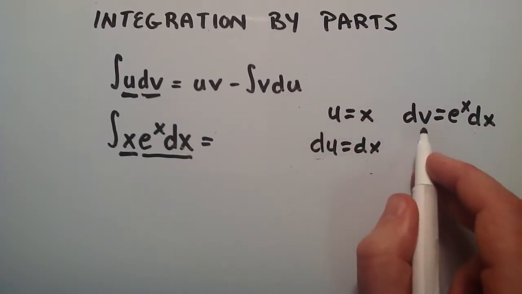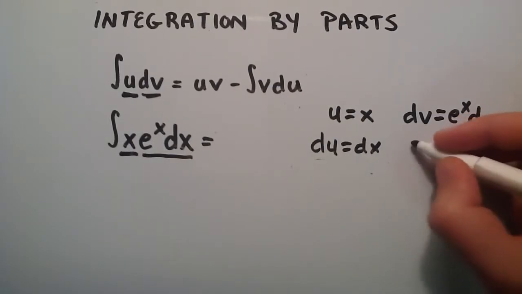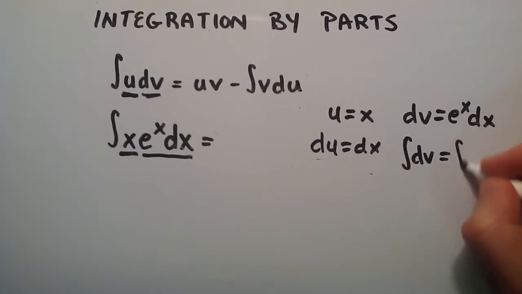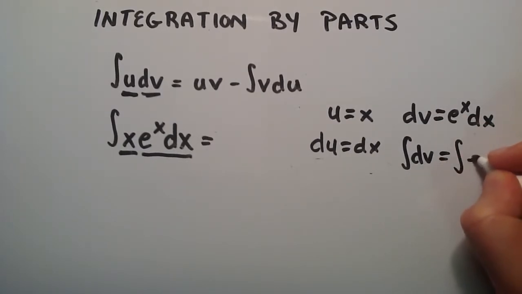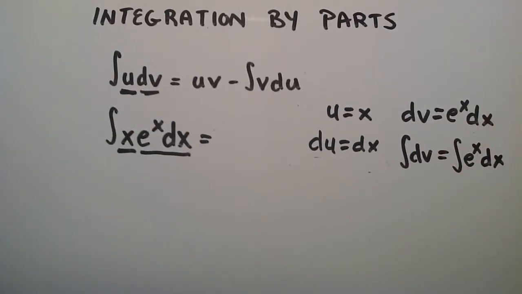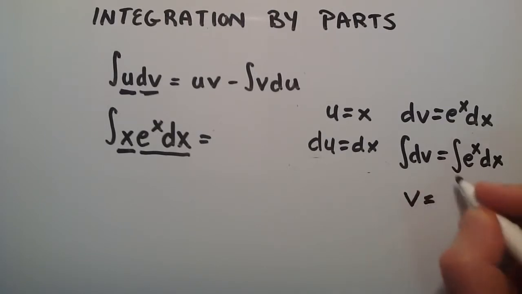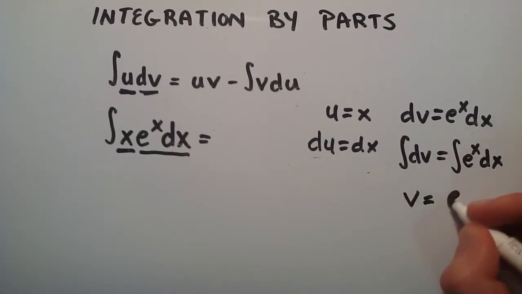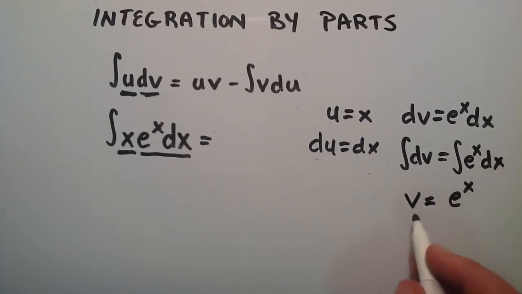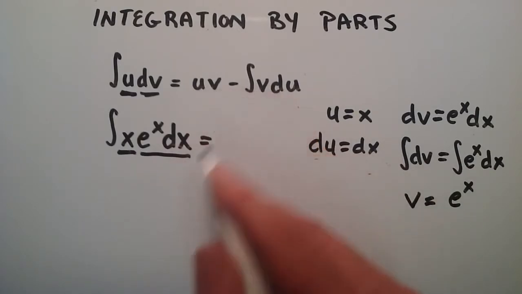Now let's figure out what v is going to be. If we integrate the left and right hand side of this, we have the integral of dv is equal to the integral of e to the x dx. If we integrate this side, we simply have v. If we integrate this one, we have e to the x plus some constant, but we're not going to worry about the constant right now. So this is our v. v is equal to e to the x. Now we have all the parts we need.